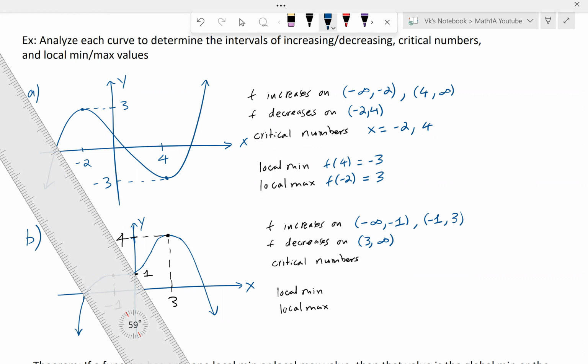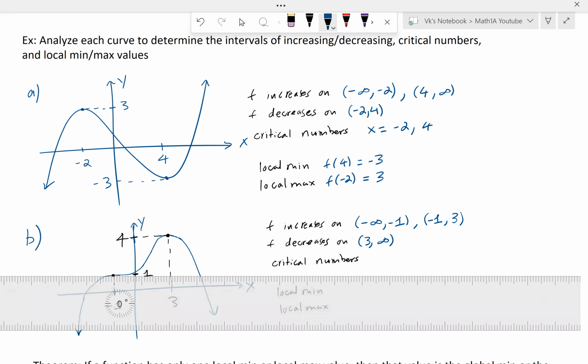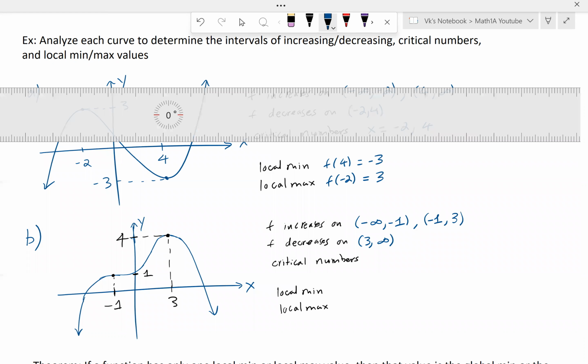Critical numbers occur when the slope is 0. So we have 2 of them. One right here at x equal negative 1, and another one is at x equal 3. The local minimum, well, we don't have any. So it's none. Local maximum, there's 2 of them. Actually, it's only 1.